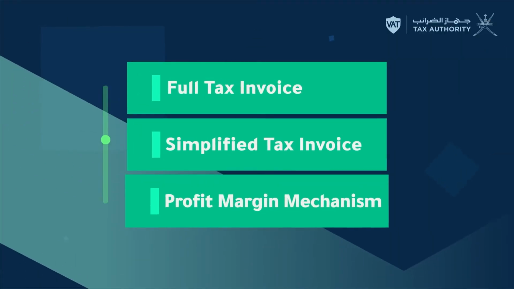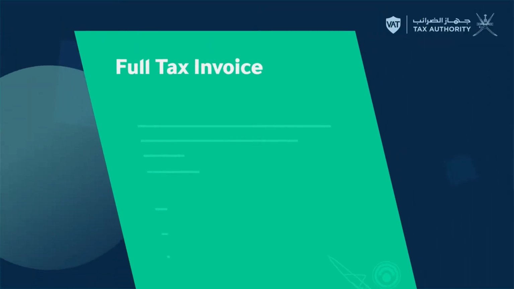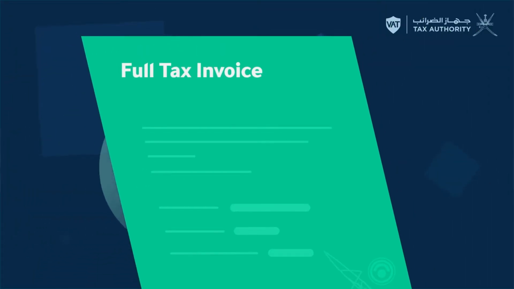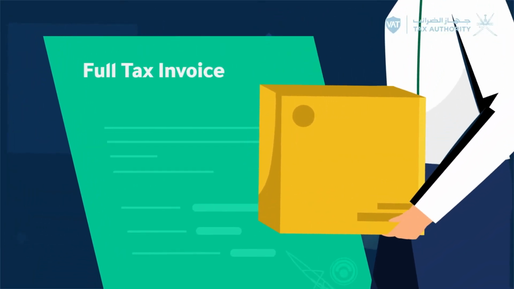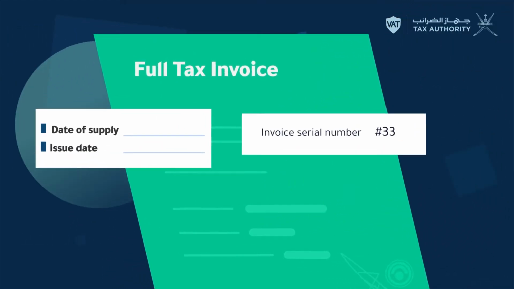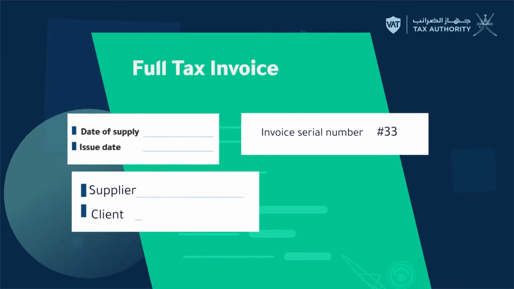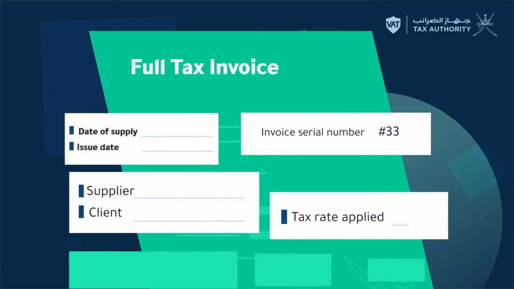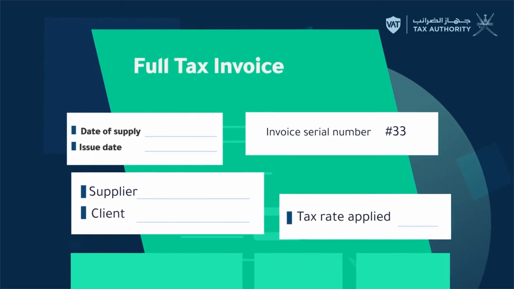There are three main types of tax invoices. The first is the full tax invoice, which includes information related to supply such as date of supply, invoice issue date, invoice serial number, supplier and client details, tax rate applied, and other related information.